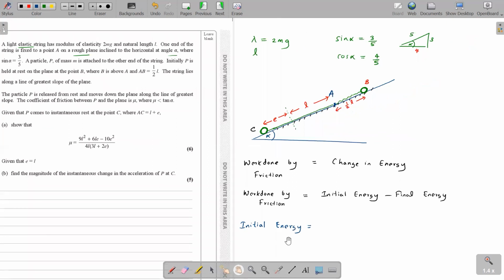Now, when it comes to energies in M3, we discuss three types: kinetic energy, potential energy, and elastic potential energy. When you have an elastic string, if the string is stretched beyond its natural length, you have elastic potential energy. At the point B, before using potential energy, you need to use a GPE 0 level. So I'll consider this down level as GPE 0.